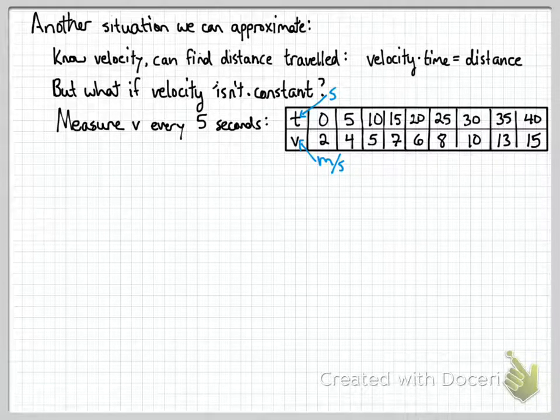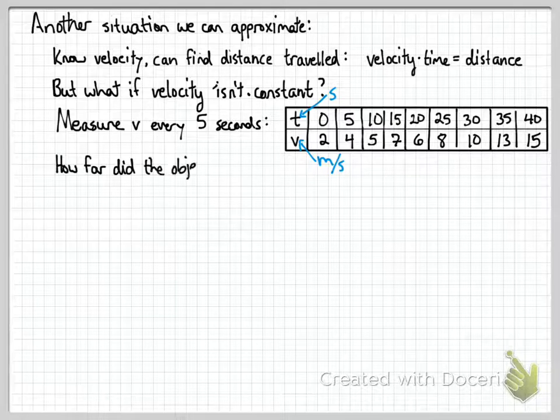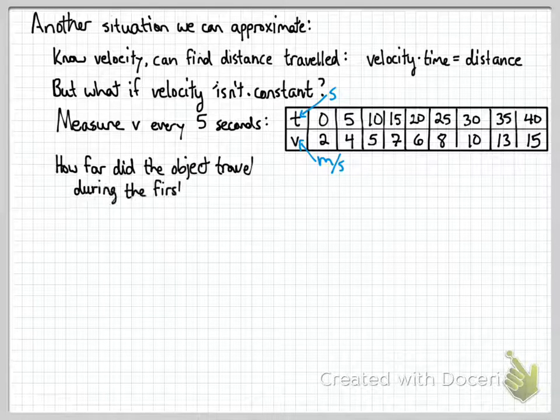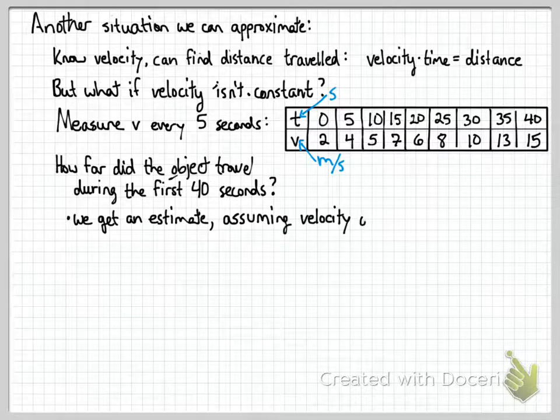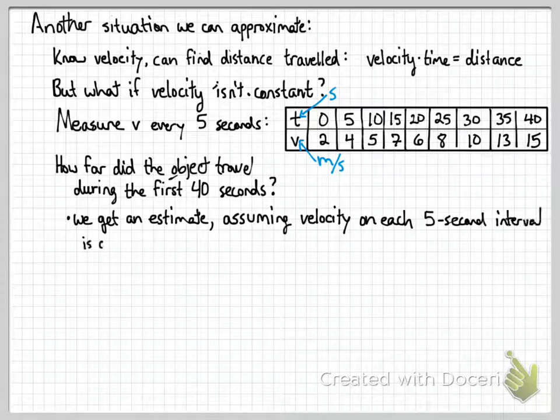For example, at time 20 seconds, I measured the velocity of my object and it was moving at 6 meters per second. So my question is, over these 40 seconds, where I was making measurements, how far did the object travel? How far did the object travel during the first 40 seconds? Well, I can get an estimate, right? I don't know exactly because I don't have all the information about velocity.